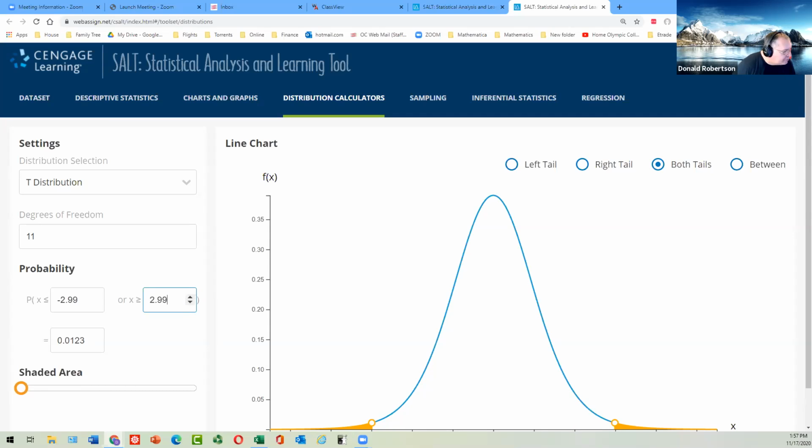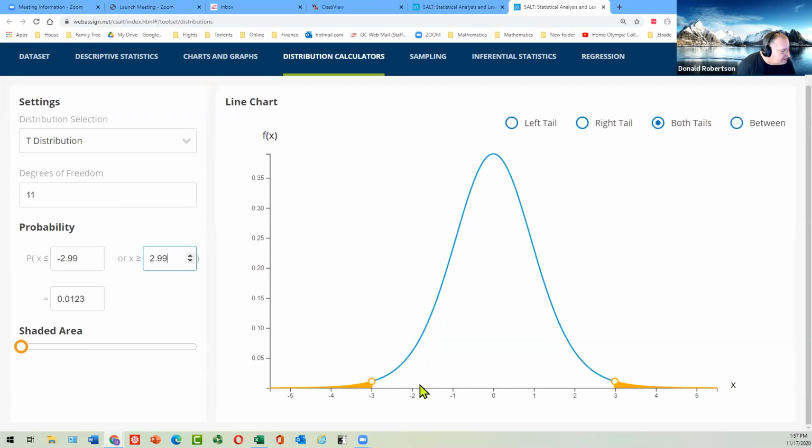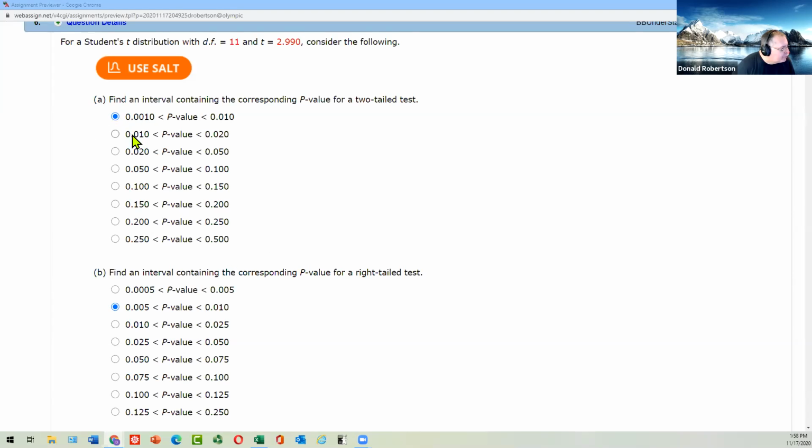You see, in a two-tail, you double the value, on both sides, right? The 2.99 and the negative. And this fella, 0.0123, is the answer. I think it was 0.0123. Yeah, 0.0123. And it'd be that one.